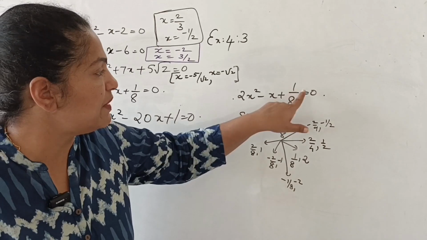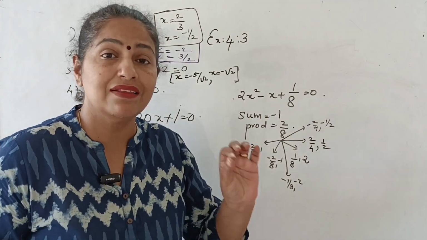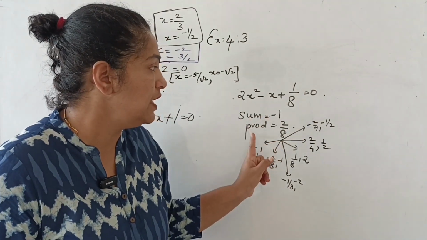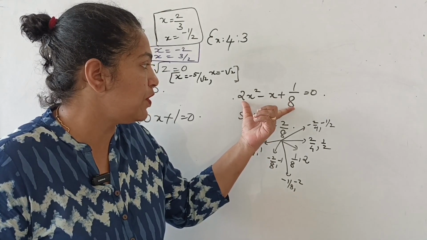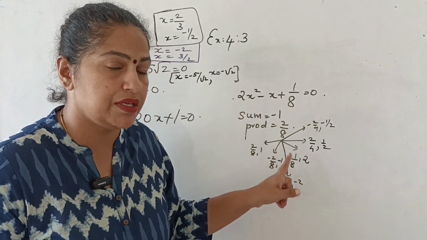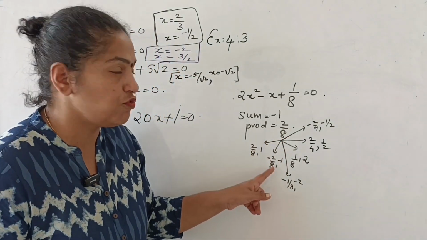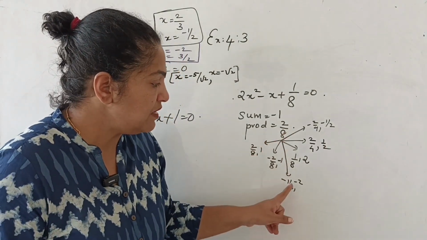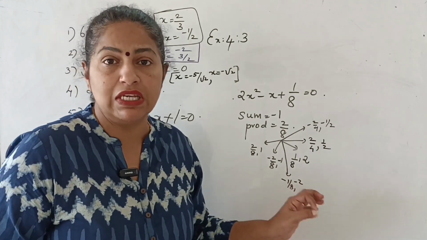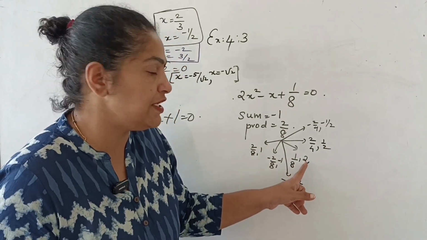2x square minus x plus 1 by 8 is equal to 0. The sum is identified as minus 1 and the product as a product of 2 and 1 by 8, which is 2 by 8. I have listed down the factors of 2 by 8. 2 by 8 and 1, minus 2 by 8 and minus 1. Minus 1 by 8 and minus 2 when multiplied together will give me 2 by 8. Here I have got 1 by 8 and 2.